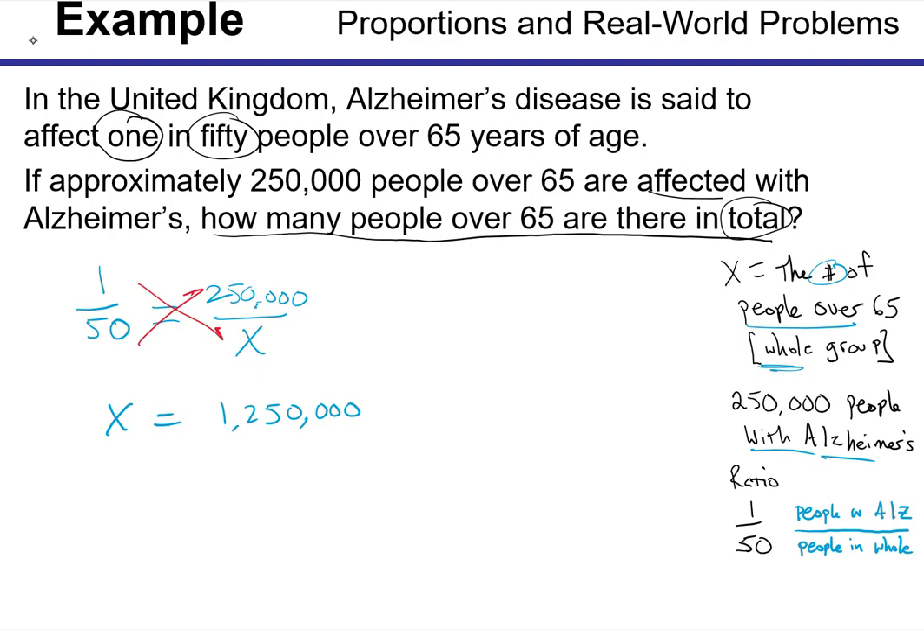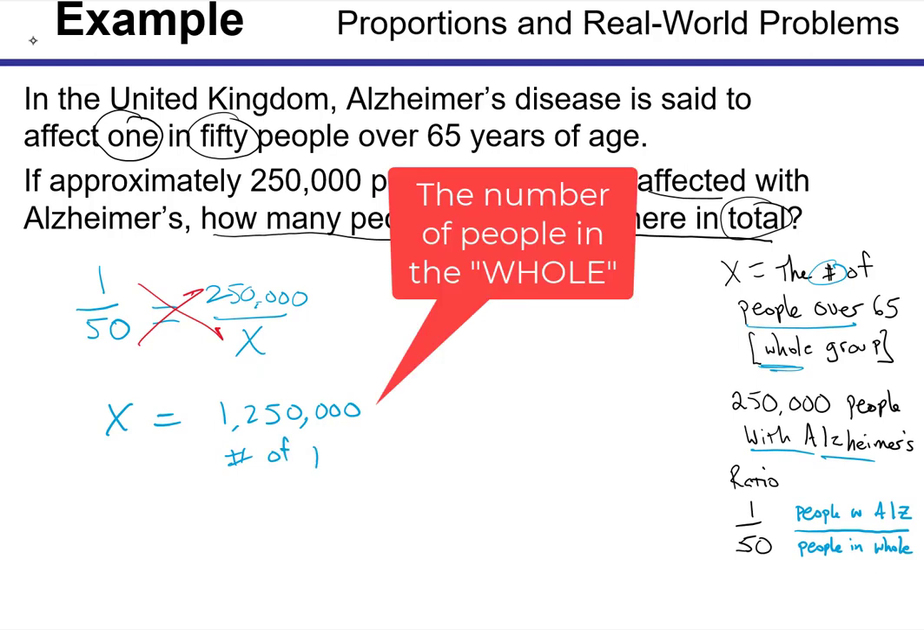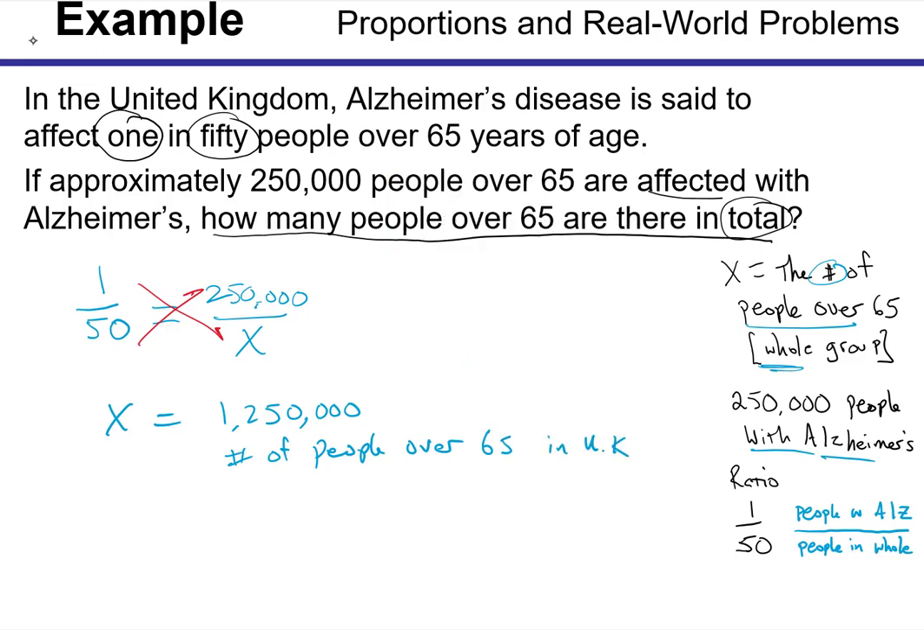12,500,000. What does that big number mean? It's people, of course, but what is special about these people? It is the number of people over 65 in the UK. So they have 12,500,000 people over 65 in the UK.